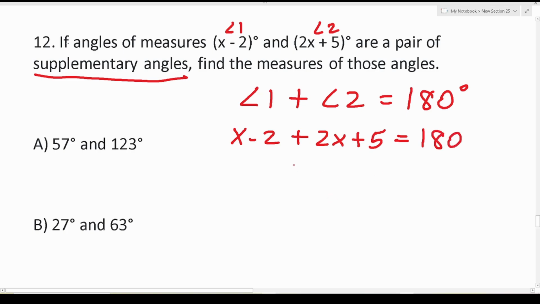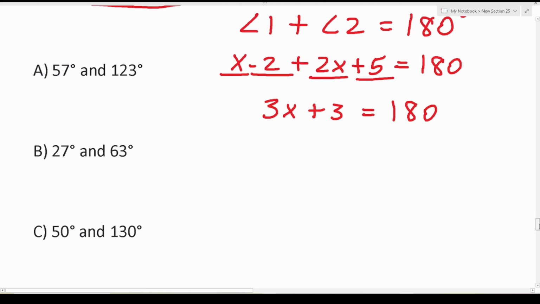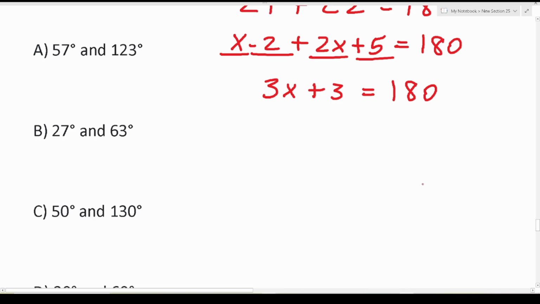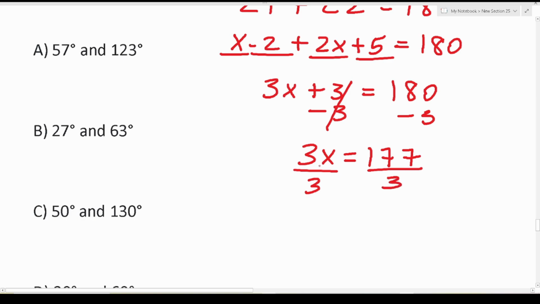Let's go ahead and combine our like terms, notably the x's. X and 2x is 3x. Negative 2 and positive 5 is positive 3 equals 180. All right, so now we're just solving for x. So let's go ahead and do that. Again, the first thing I'm going to do is move this whole value over here. 3 minus 3 is nothing, so this leaves us with 3x over here. 180 minus 3 is going to be 177. All right, we're still solving for x, so we're going to divide both sides by 3 at this point.